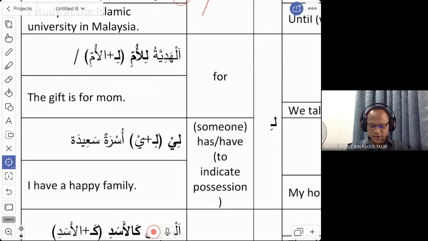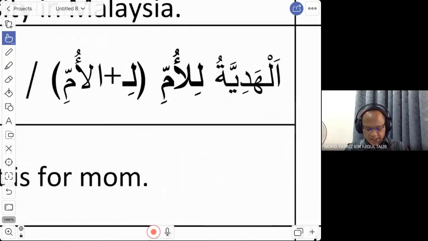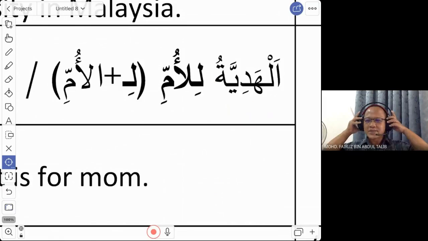Okay, let's look. First, the meaning of li, for. For example, the sentence is al-hadiyatu. Al-hadiyah means present or gift. Gift or present is called hadiyah. In Malay, we also say hadiyah, an Arabic word. Al-hadiyah li. This is the word li, for.